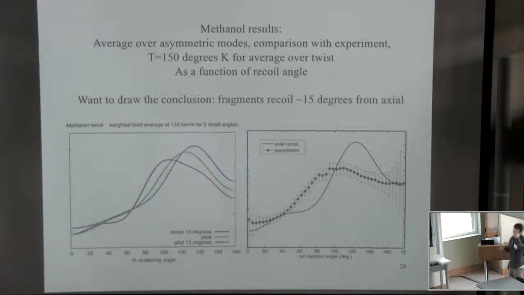Okay, so then I do that average over the CH3 rotation, given the temperature, and that produces the final prediction. Now I can vary the recoil angle, so this plot shows that for axial recoil. When I vary the recoil angle, I do see some substantial changes there, and arguably this red line is closer to the experiment. So we'd like to draw the conclusion that the recoil is indeed 15 degrees from axial. And to corroborate this, you just need to take a gradient of the potential energy surface.